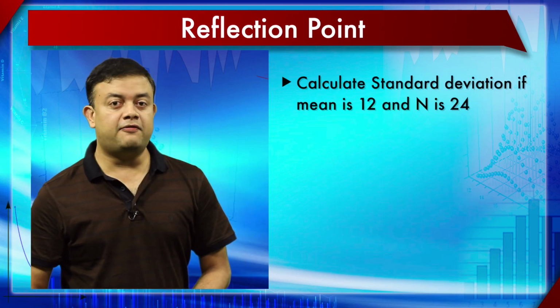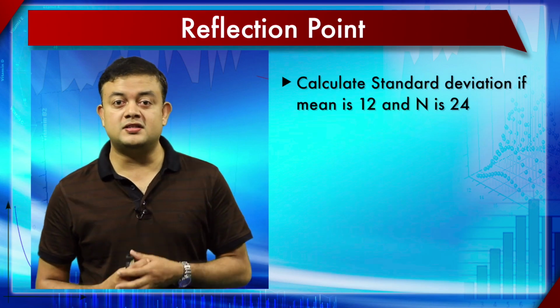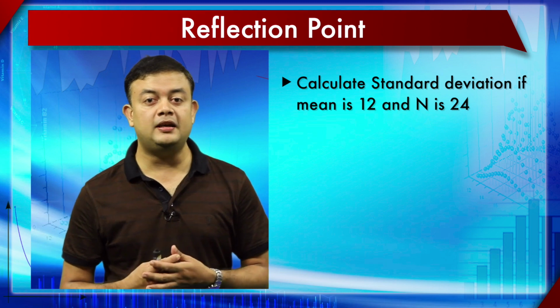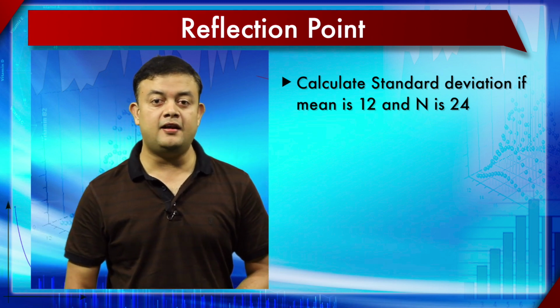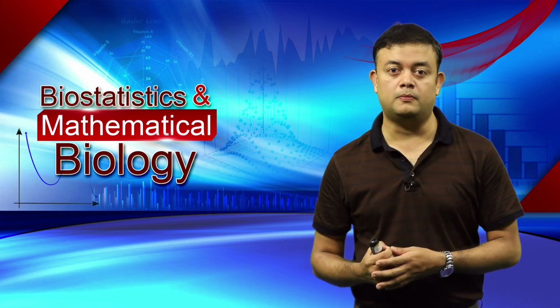Let us have a mini reflection point here. Calculate the standard deviation if the mean is 12 and n is 24. Mean is 12, n is 24. How can you calculate the standard deviation? If you wish, you may pause the video right now and come back later.